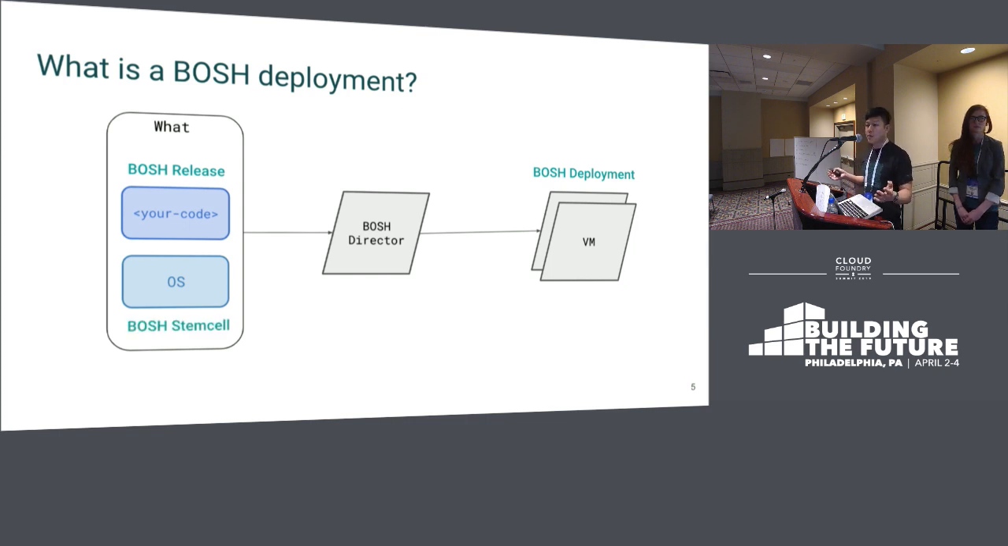And to create a deployment, you need these pieces. You take your BOSH release and BOSH stemcell, you upload them to your BOSH director, and it takes that and creates a BOSH deployment. In that, you have your code running on the OS, running on one or a set of VMs.